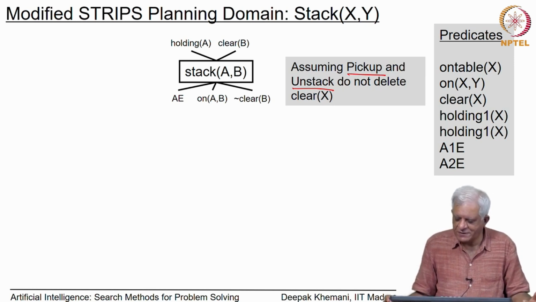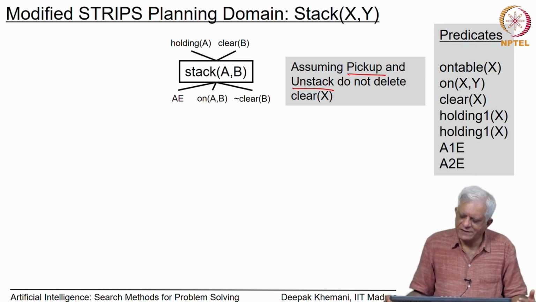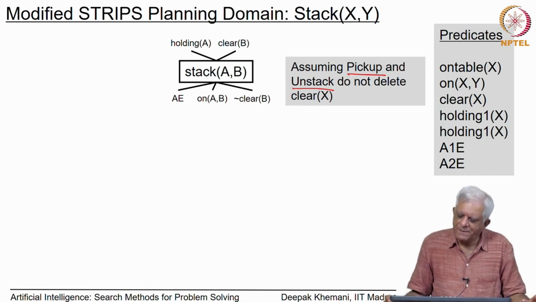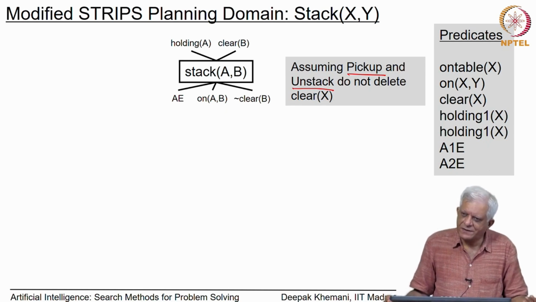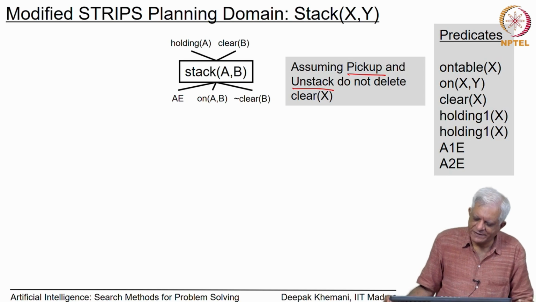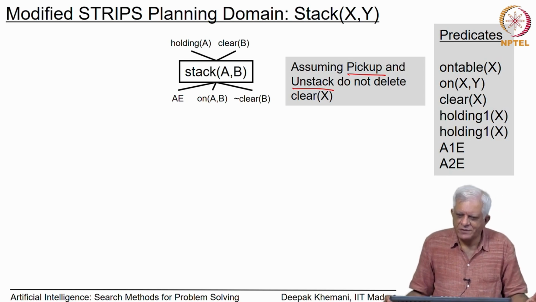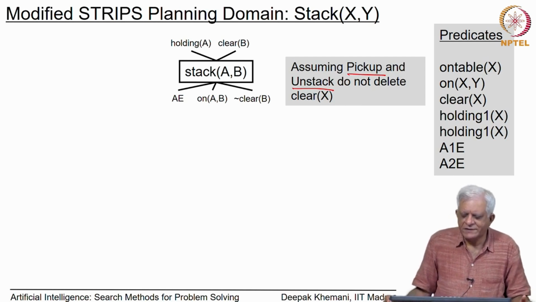So, clear X must be true. So, should we delete clear X or should we let it be? The reason for letting it be would be that after you have picked it up and unstacked it, the only thing you can do is put it down or stack it onto something else, and then anyway it will become clear. So, why bother deleting clear x in pickup and unstack and then adding it again in put down or stack?